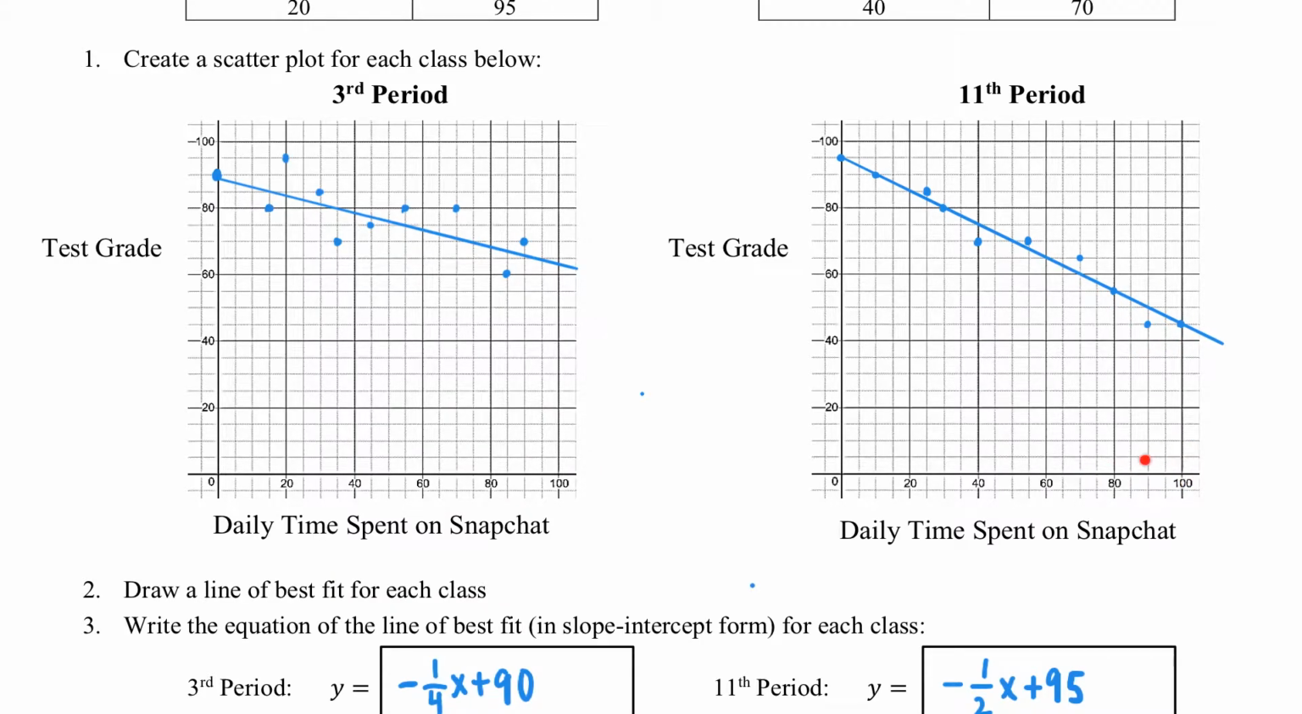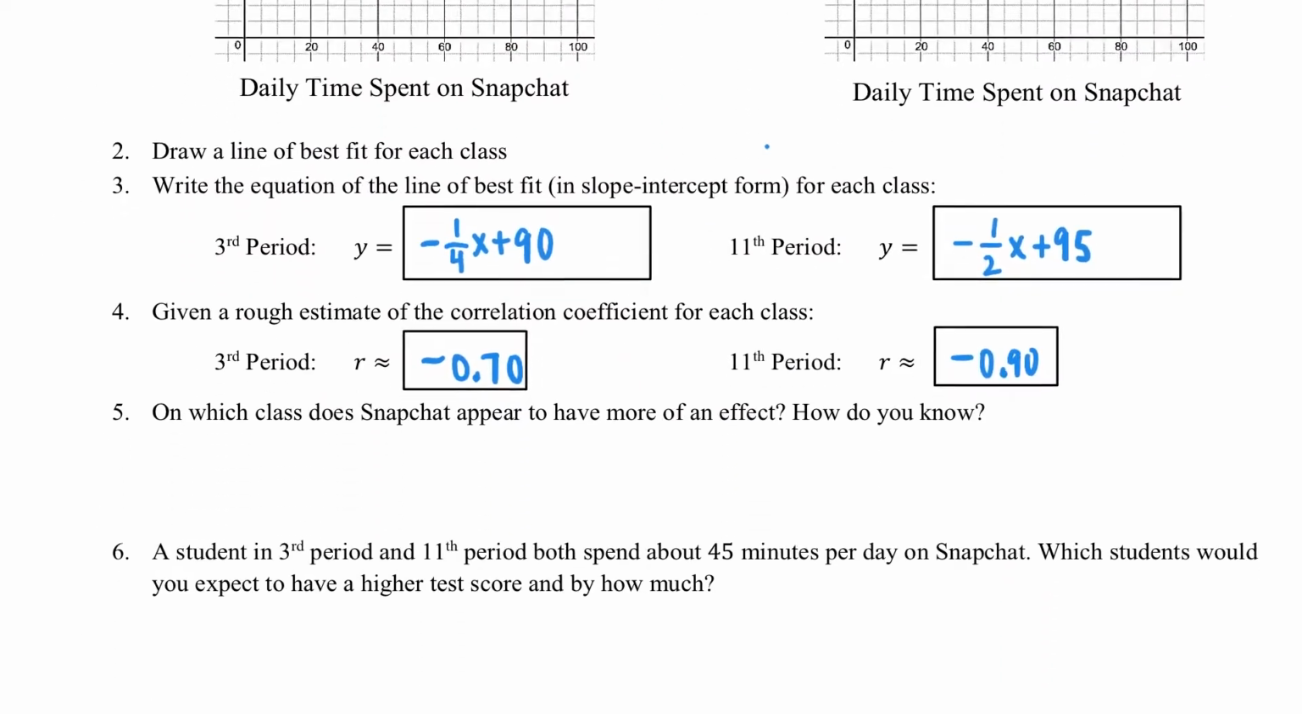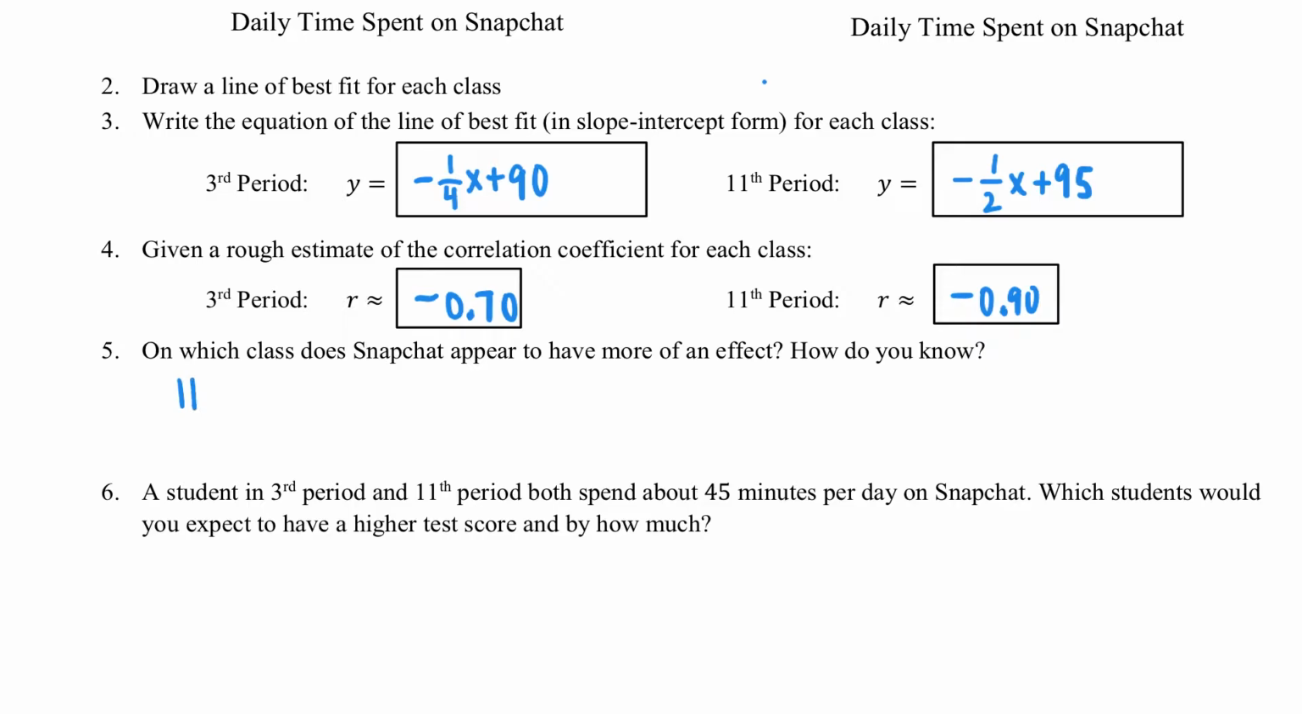So not only are the test scores lower in 11th period for more Snapchat use, this is more Snapchat use over here and this is less Snapchat use, but the dots are also fitting the line even closer. So I would say both of those. So we're going to say 11th period, and that's because the slope is steeper. Negative 1/2 is steeper than negative 1/4.